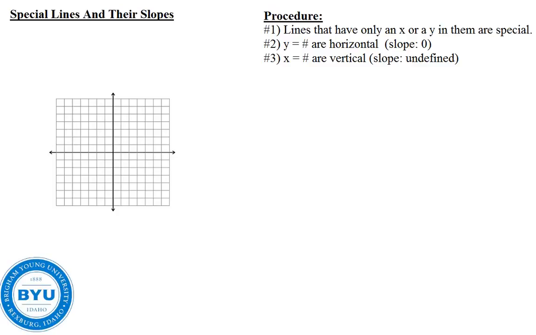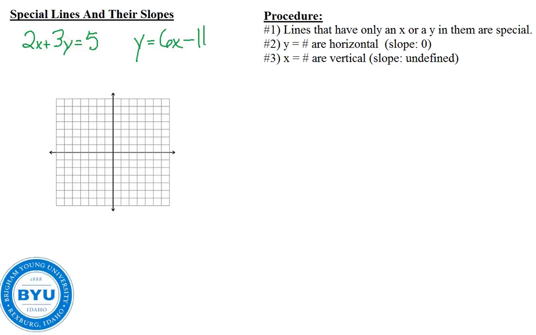Hello and welcome to this quick refresher video on special lines and their slopes. Now, most linear equations have an x and a y in them. They look like this: 2x plus 3y equals 5, or y equals 6x minus 11. These are our normal lines. They have x's, y's, and an equal sign.